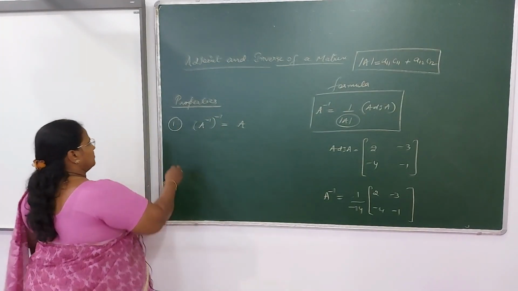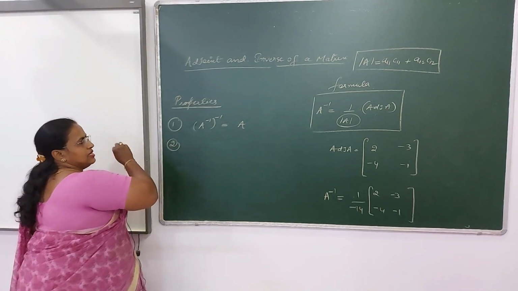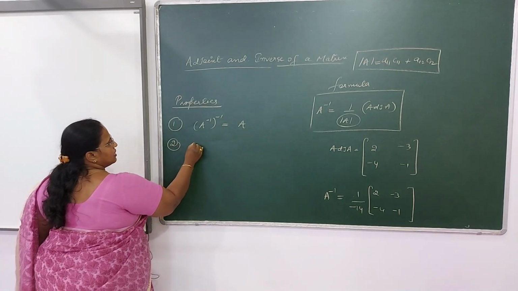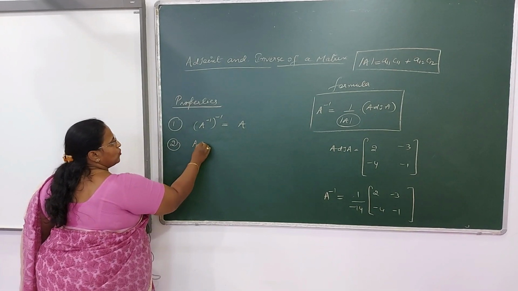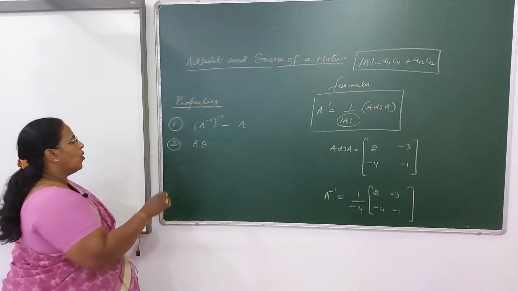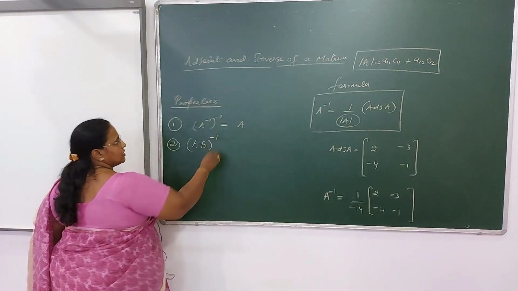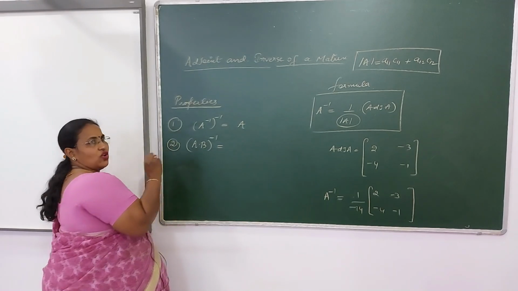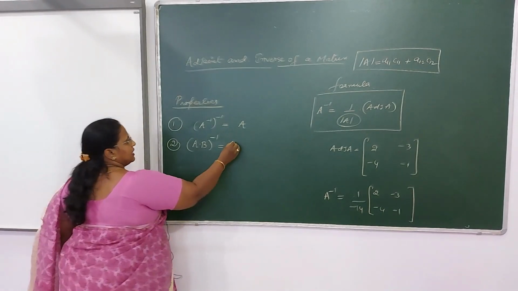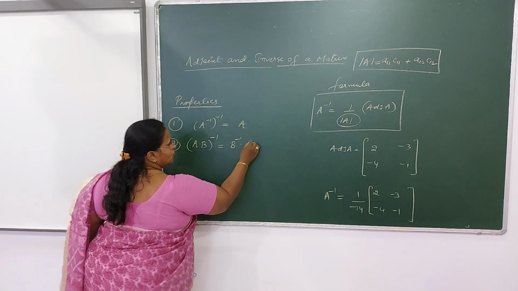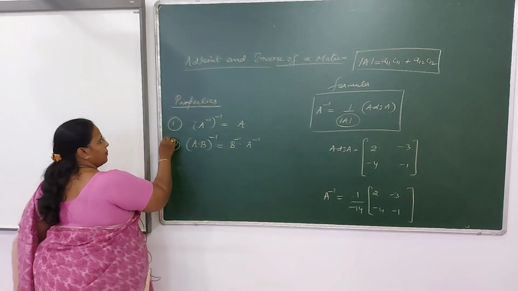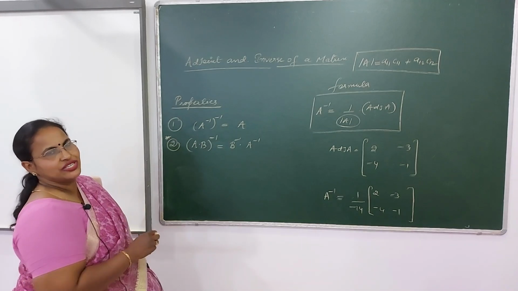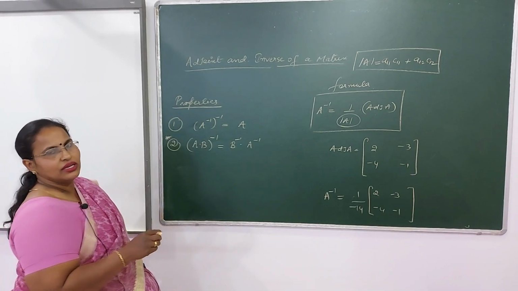Second property is A into B whole inverse. This is equal to, again this follows the reversal law, B inverse into A inverse. Again a very important property. Often you will get this for verification. So this is the second property.